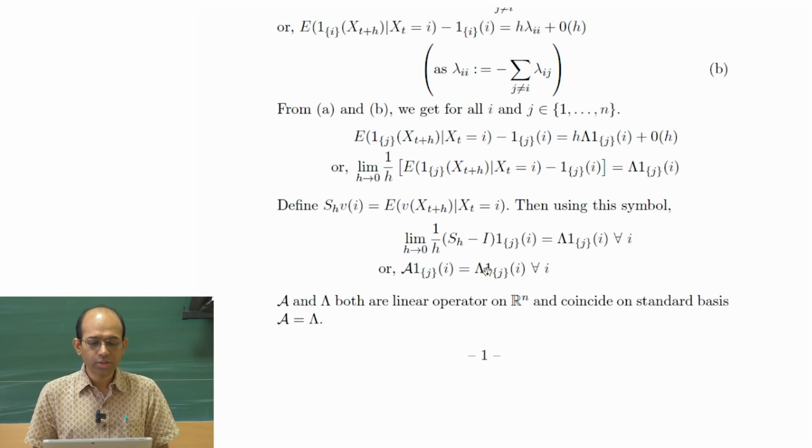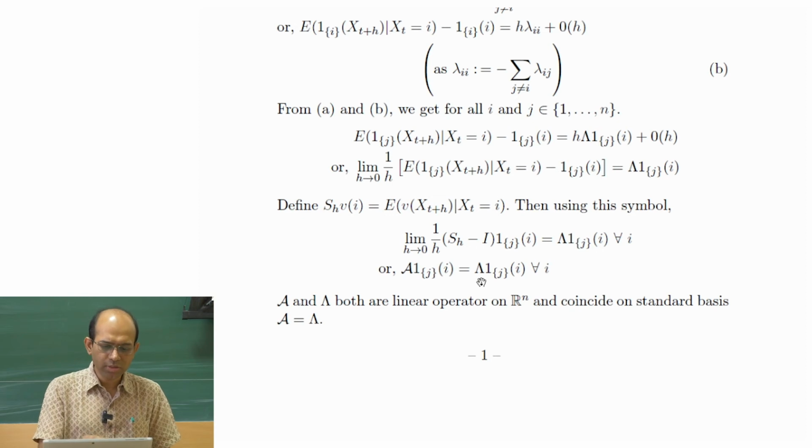So what is the conclusion? The conclusion is that this A, the generator, is nothing but lambda. So this is the proof that the rate matrix of a finite state Markov chain is essentially the generator of the semigroup generated by that Markov chain. What is the semigroup? The semigroup is generated by this. Okay.